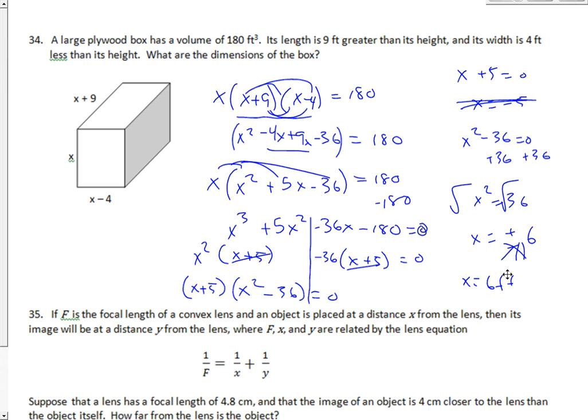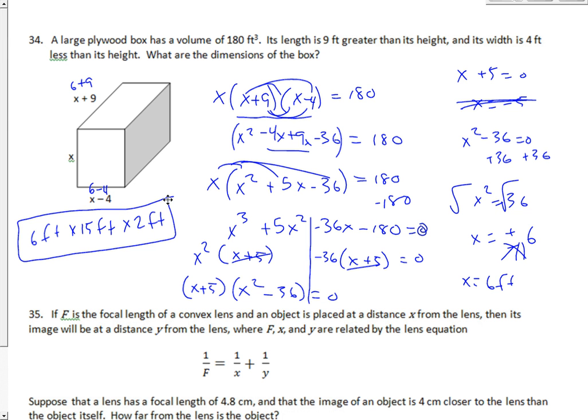Okay? And it wants the dimensions of the box. So the height is 6 feet. The length is 6 plus 9, which is 15 feet. And for the width, 6 minus 4, which is 2, we have 6 feet by 15 feet by 2 feet, and that is the dimensions of the box.